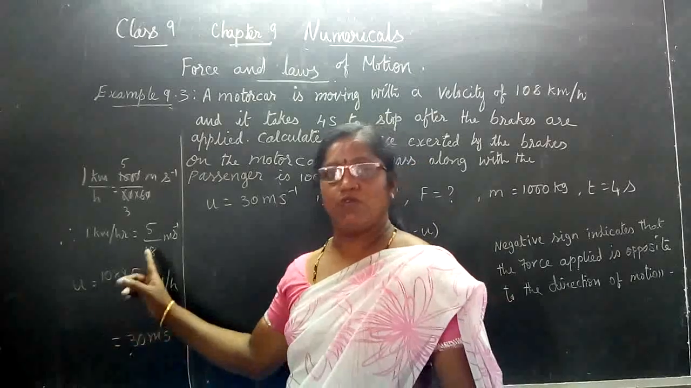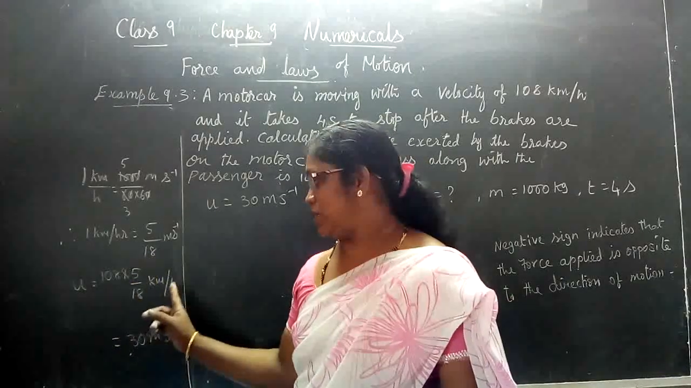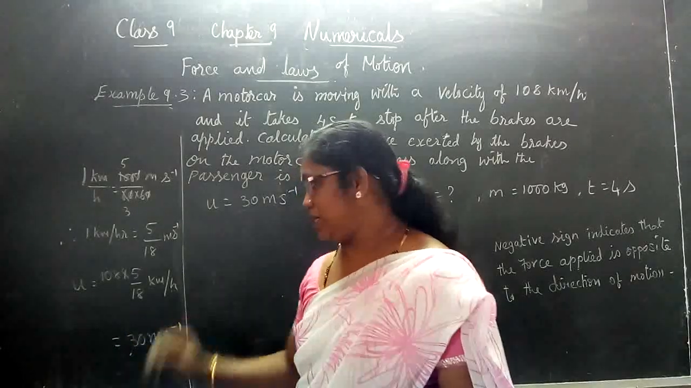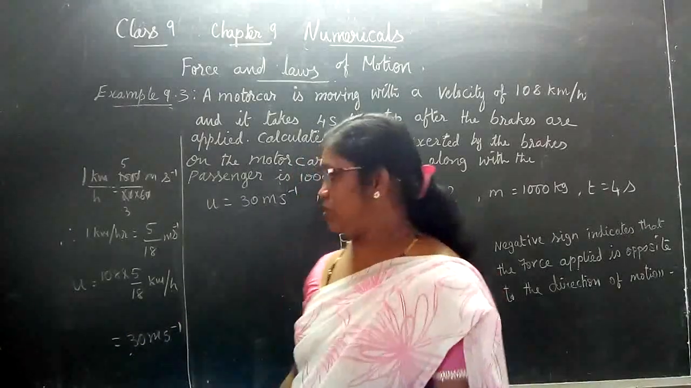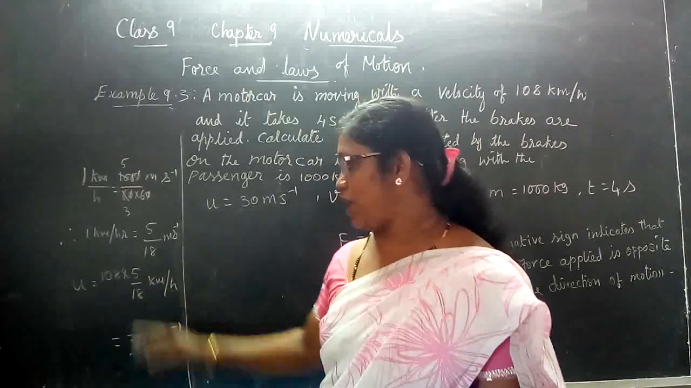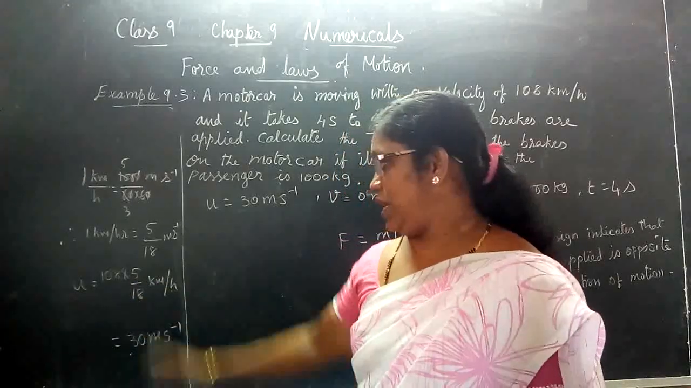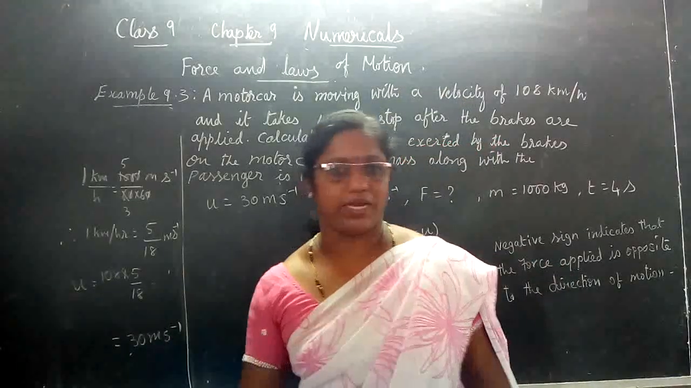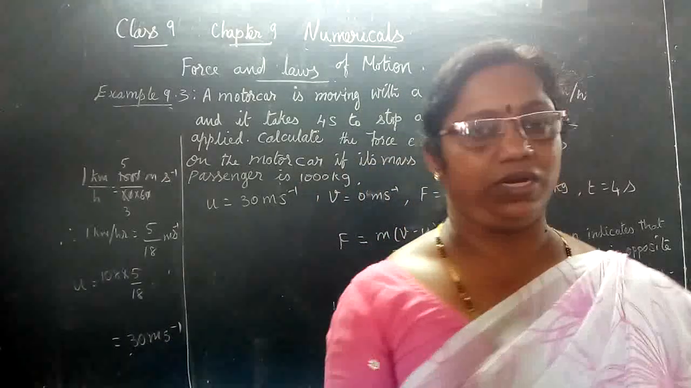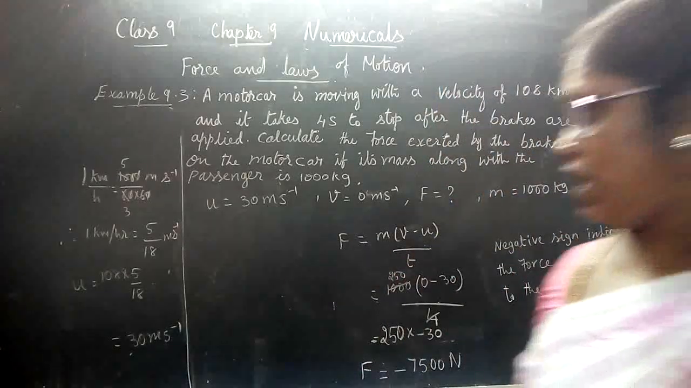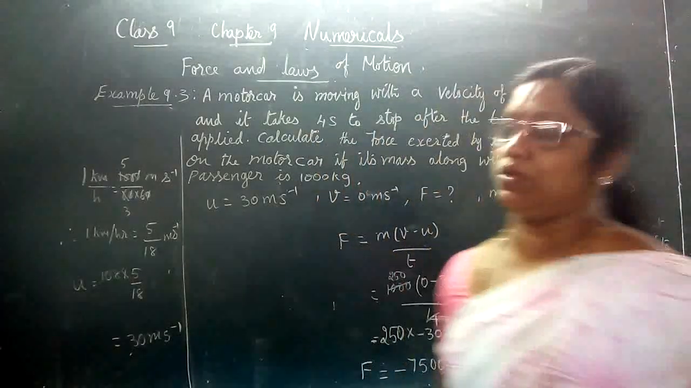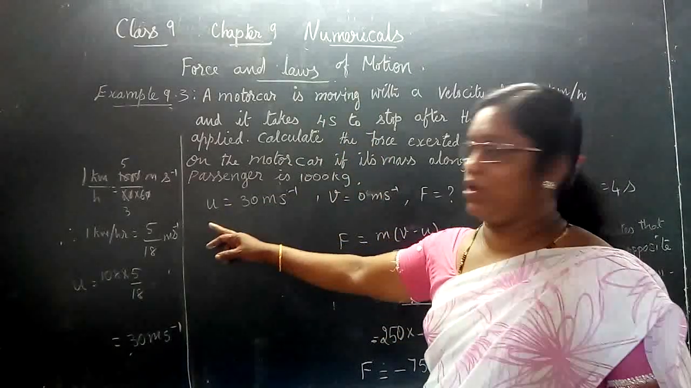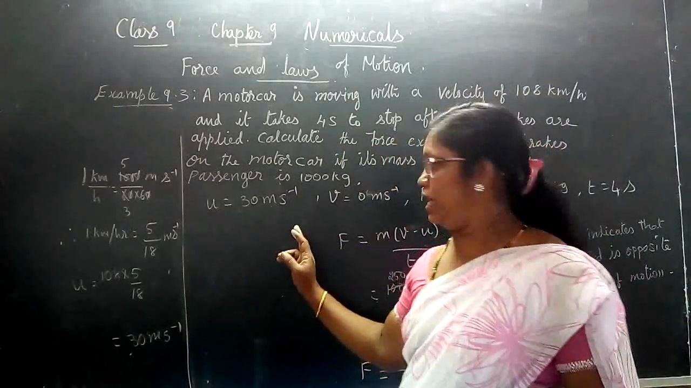108 into 5 by 18 kilometer per hour is equal to 30 meter per second. So 108 into 5 by 18 is equal to 30 meter per second. That is the unit we have converted and brought to the SI unit. Now, according to the question, the initial velocity is 30 meter per second.